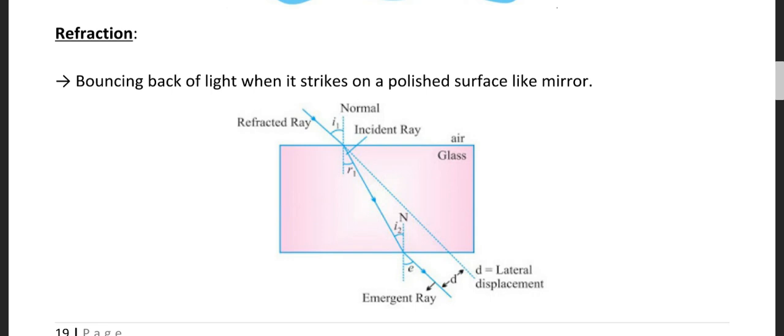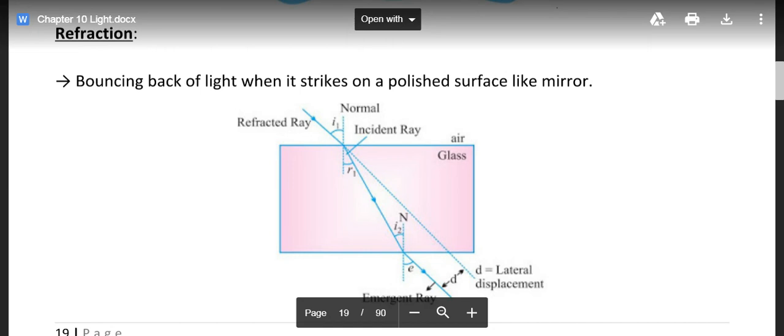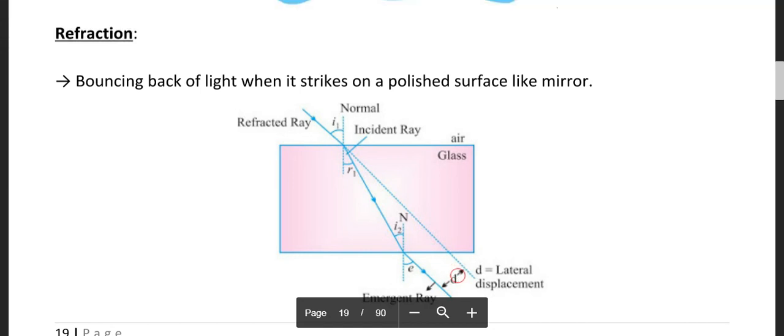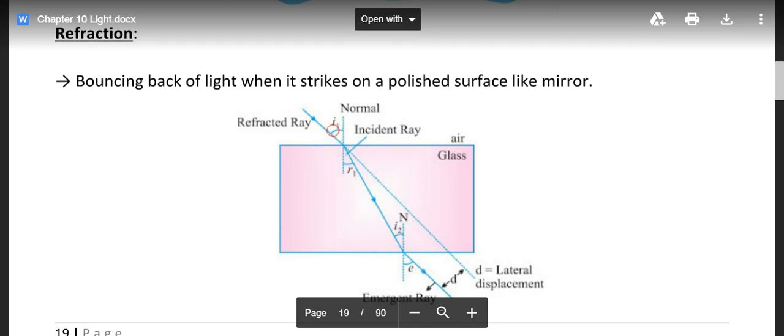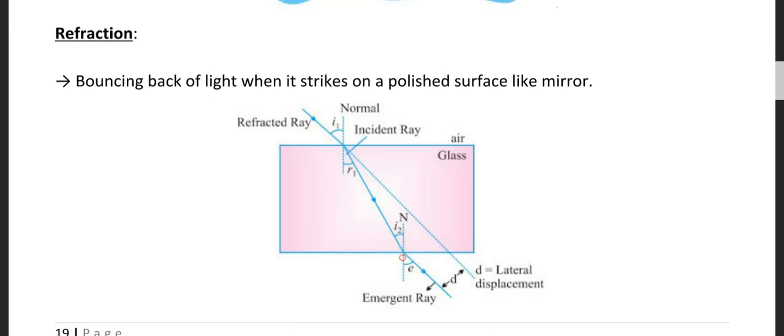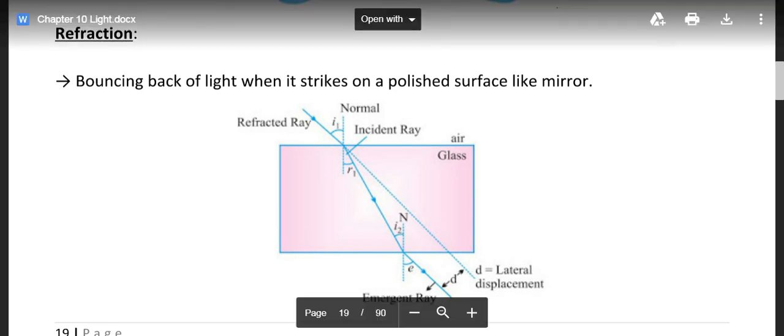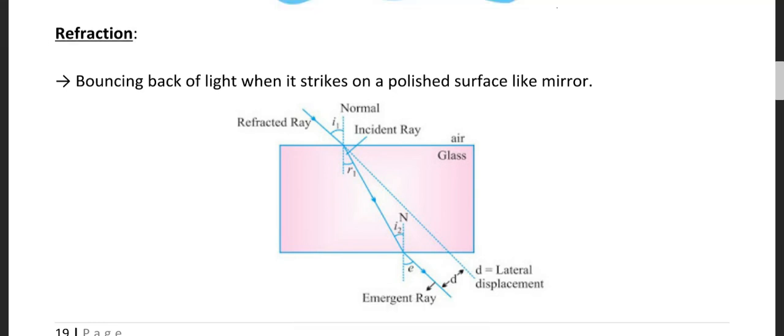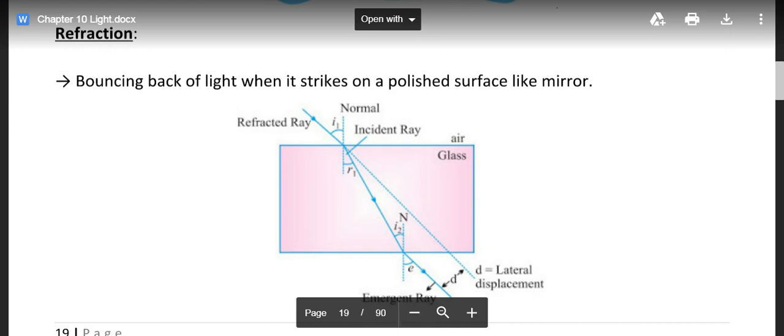What you have to do in this case, put a pin over here and one pin over here, two pins over here, and try to look from this surface, right? This side. So what will you observe? You will observe that the pin which is kept over here seems to be visible from here only, right? That means the light which is refracted will follow this path, right?